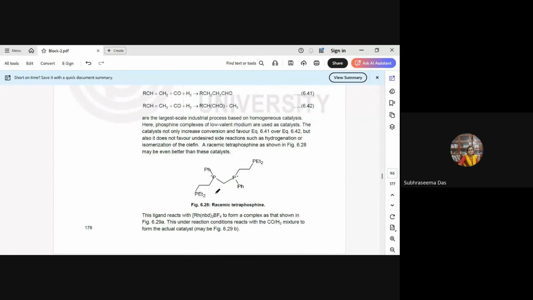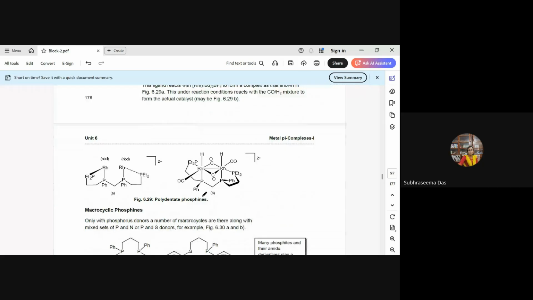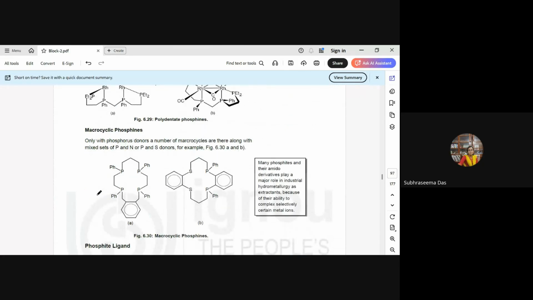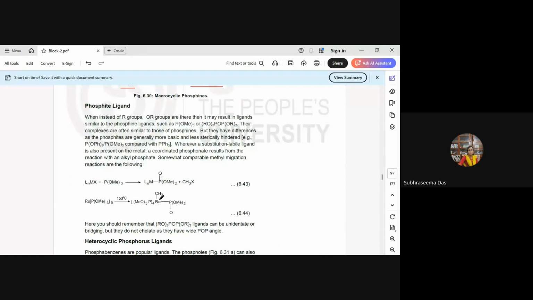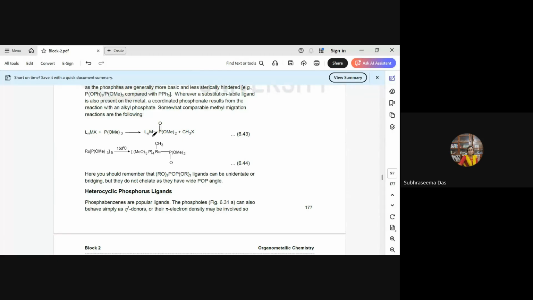This is a racemic tetraphosphine shown here, which is used as a catalyst. Then polydentate macrocyclic phosphines, which have macrocycles, like the ones shown in figure 6.30 A and B. These are macrocyclic phosphines which contain PN or PS donors. Then the phosphite ligand. When OR groups are present instead of R groups, they are called phosphite ligands, like P(OMe)3. It has been shown here.